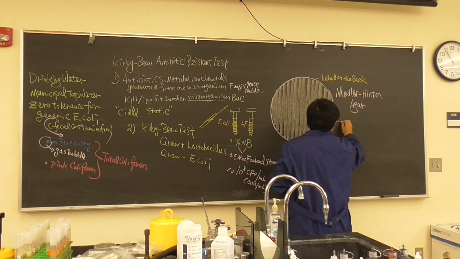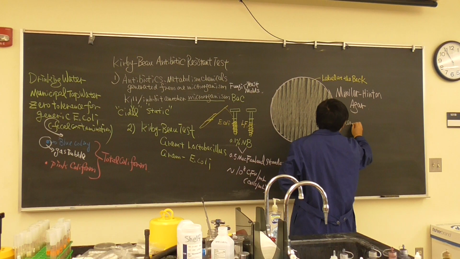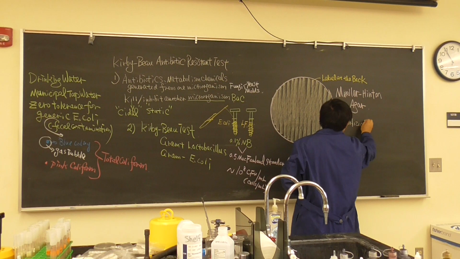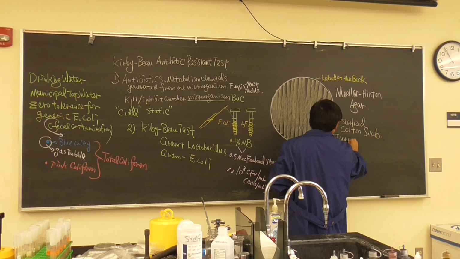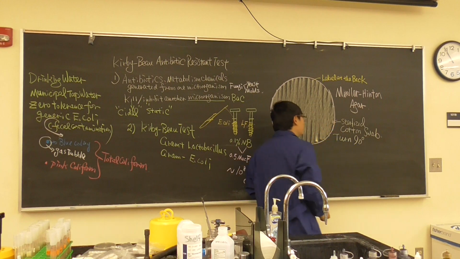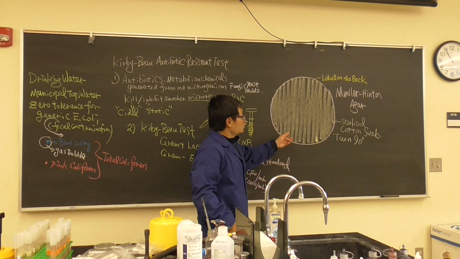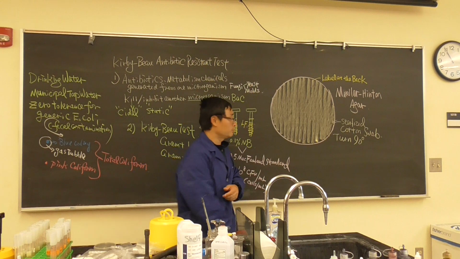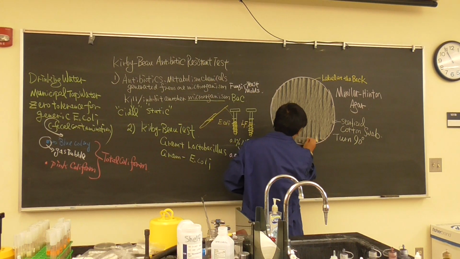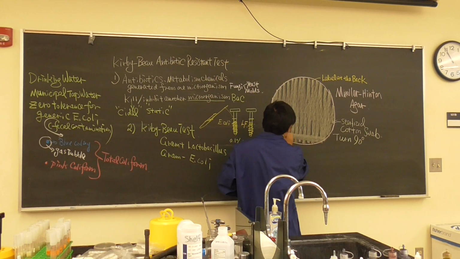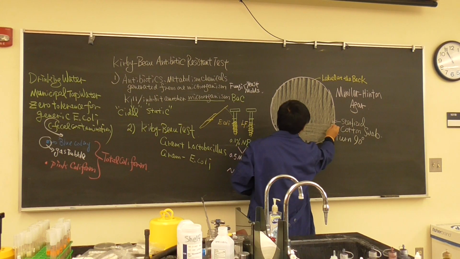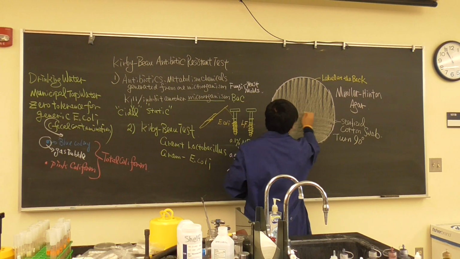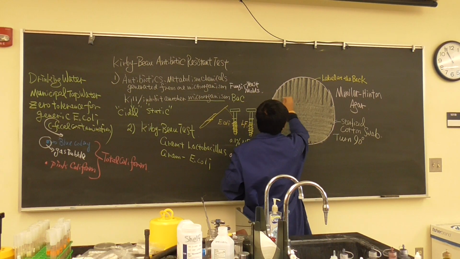Then you have to turn 90 degrees. Remember, do not put the cotton swab back into the solution because you'll carry more bacteria. Turn 90 degrees and do a horizontal one. Okay, so do it again. Very gentle, like this.